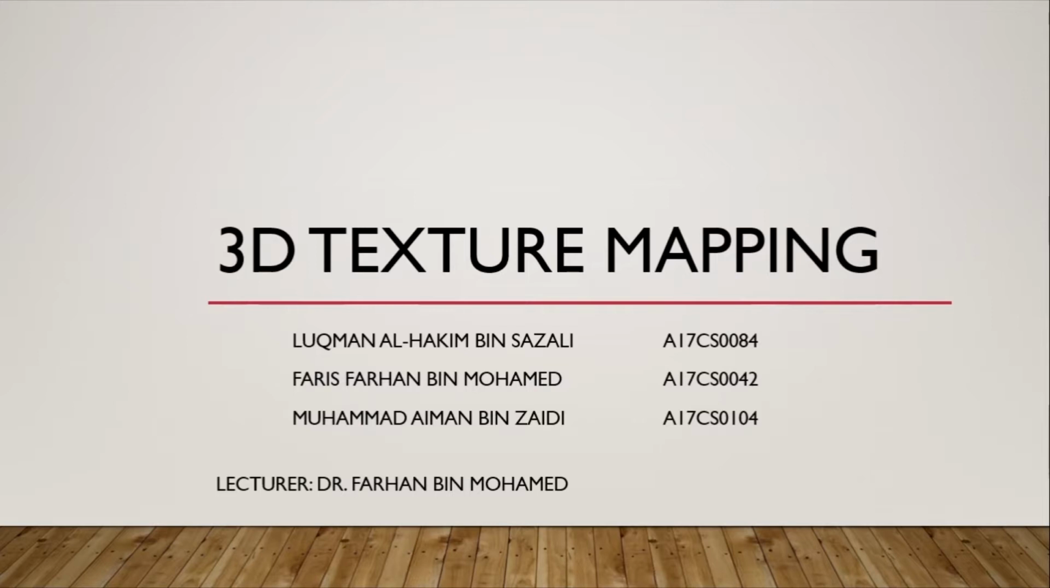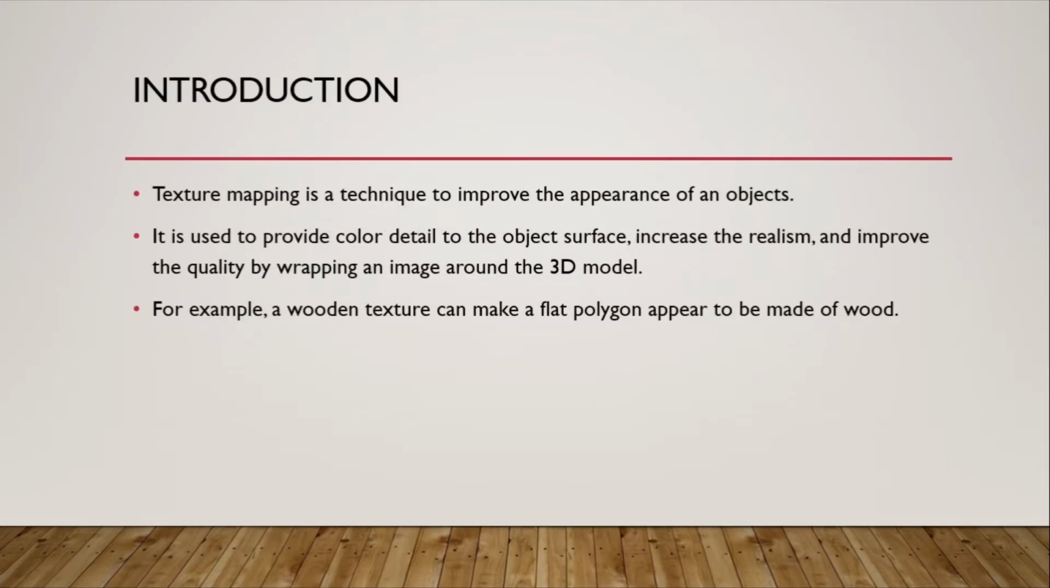Today we're going to present about 3D texture mapping. Texture mapping is a technique to improve the appearance of an object. It is used to provide color detail to the object surface, increase the realism, and improve the quality by wrapping an image around the 3D model. For example, a wooden texture can make a flat polygon appear to be made of wood.